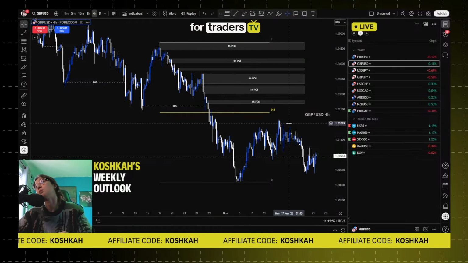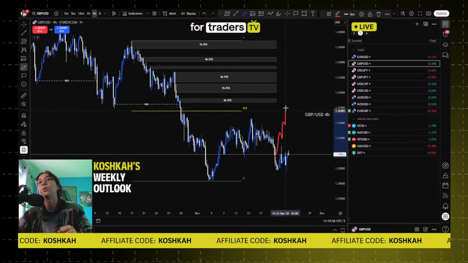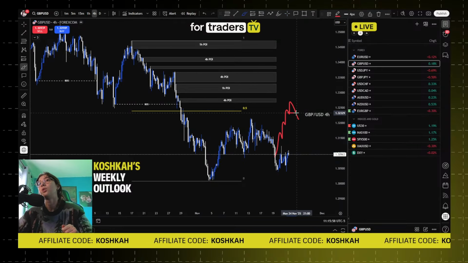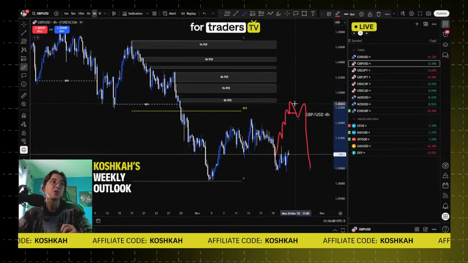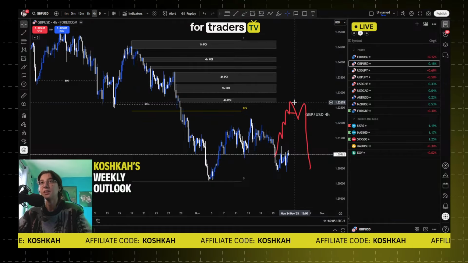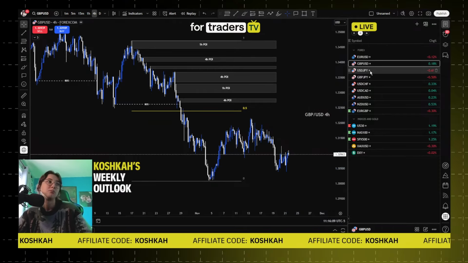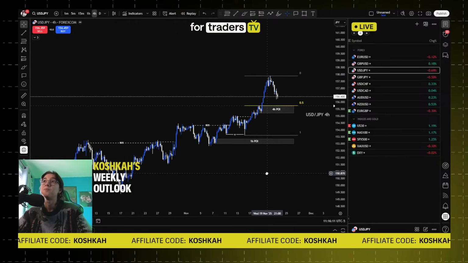If you wish to review them, just see the recording afterwards. And basically, we're just waiting for the POIs to be mitigated, wait for the break of structure downside as a confirmation / change of character, right here. And then we're gonna be looking for an entry. Okay, so yeah, that's pretty much it for GBP/USD.